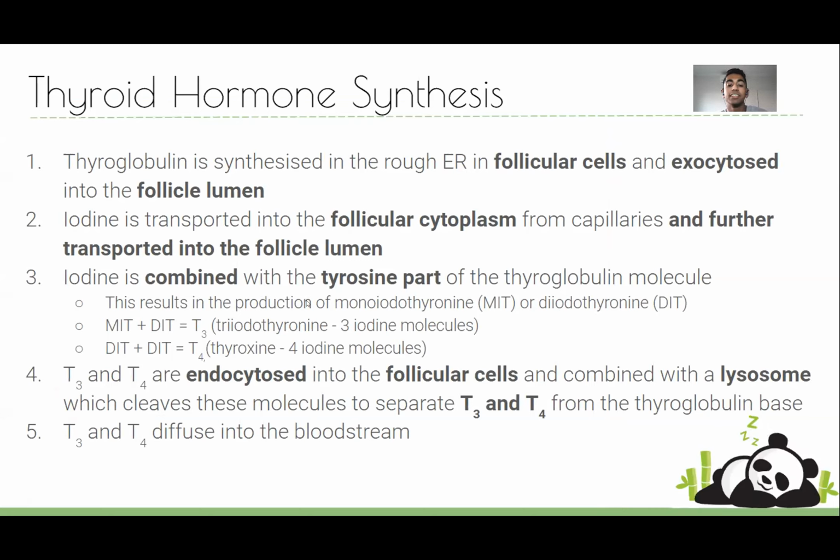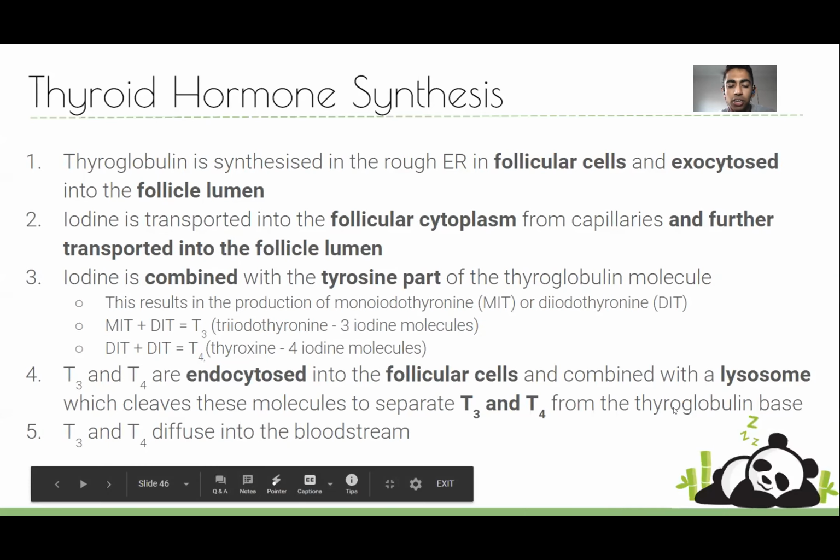Iodine is then combined with a tyrosine part of the thyroglobulin molecule. Whether it's one iodine molecule or 2 iodine molecules just depends on chance, I suppose, and bodily functions. We don't really need to know about that, but you can get one or the other. Then they'll be combined as they get endocytosed back into your follicular cells. As they're combined with the lysosome, they're processed into their final form, and then they'll eventually just diffuse into the bloodstream.